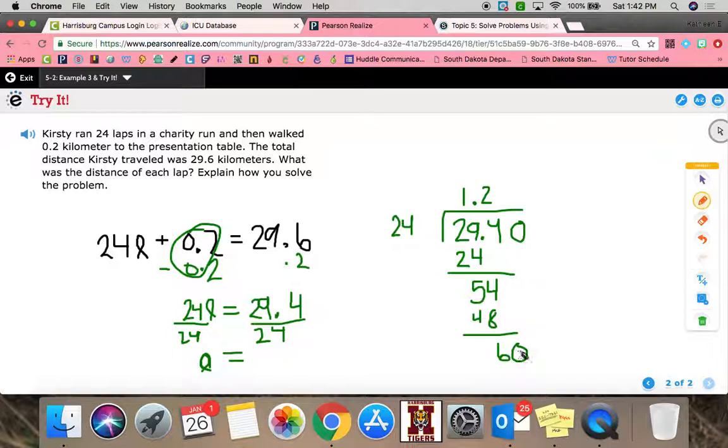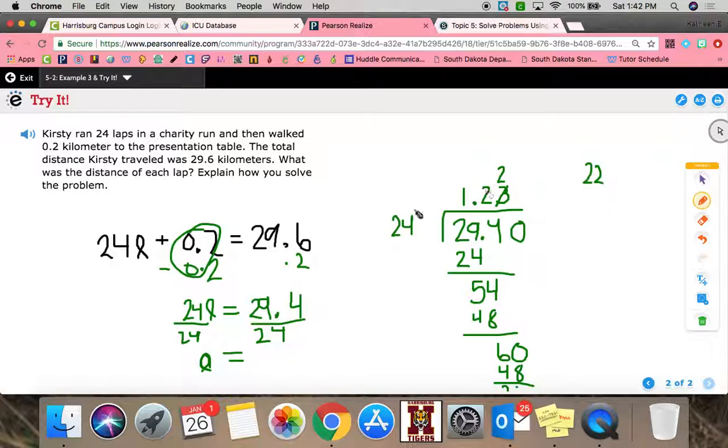How many 24s in 60? Well, 2 is 48. Let's try 3, would be 72. So that's not going to work. It's not going to be 3, it's going to be 2 again. And we're going to get a 48. 60 minus 48 is 12. We'll go up here.